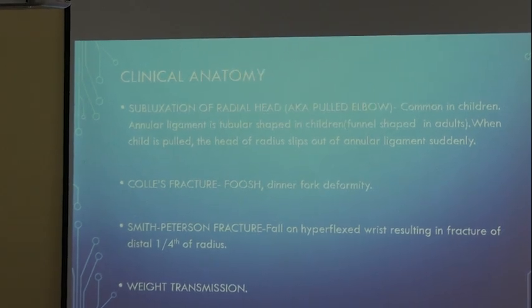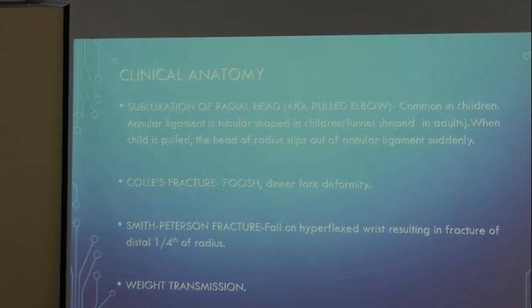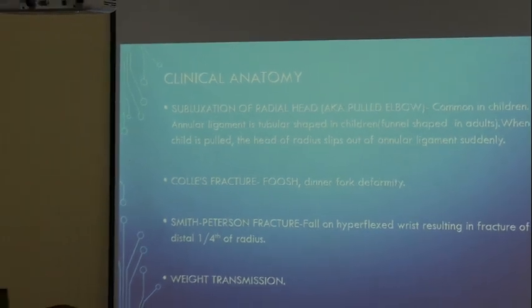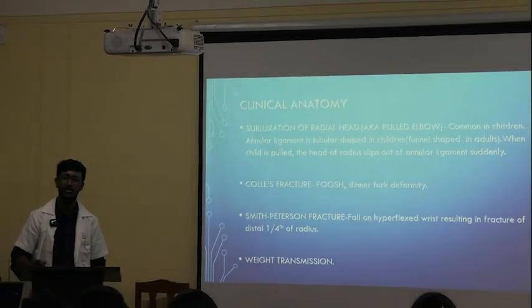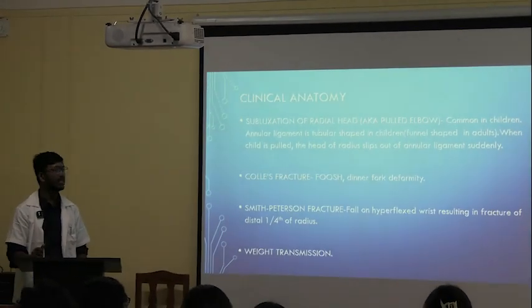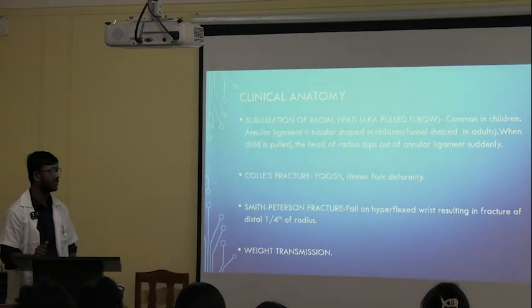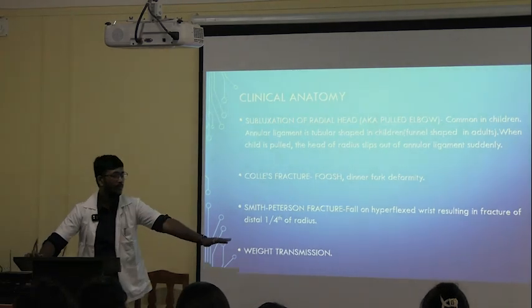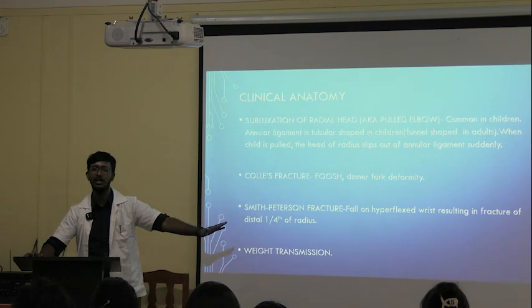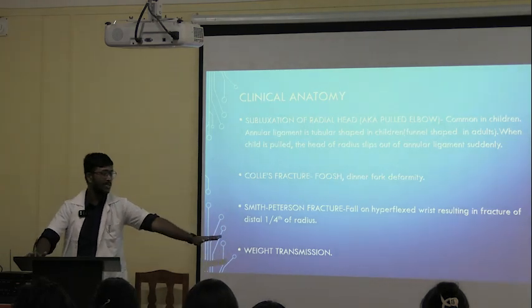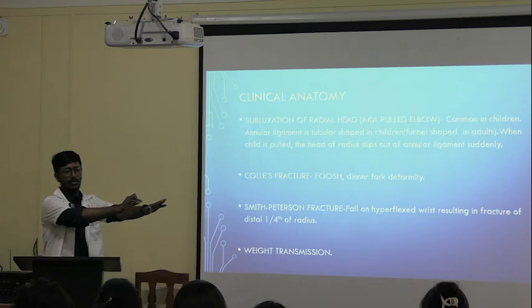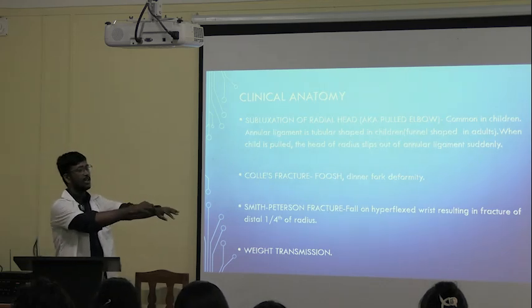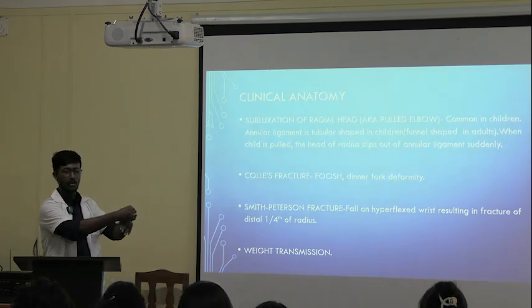Then Colles fracture. Colles fracture occurs due to FOOSH. Anybody knows what is the mnemonic for FOOSH? No? So yes, this is called FOOSH. So this is fall on outstretched hand. If someone falls like this, usually it occurs in the case of children. So if someone falls on an outstretched hand, this portion will break out. Okay, the distal end of the radius will break out and dislocation will also occur.